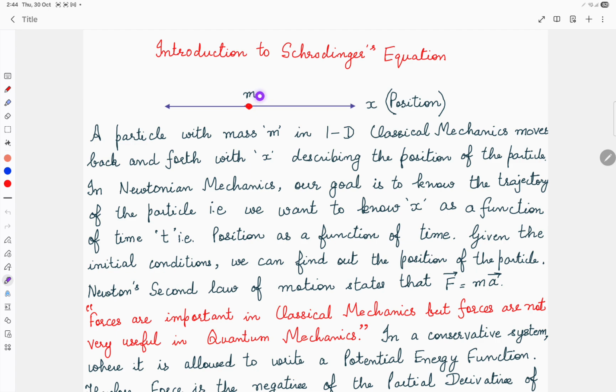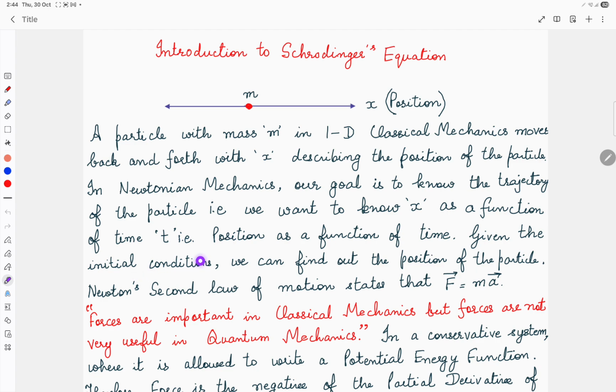Now let us consider a particle with mass m in one-dimensional classical mechanics. That means this particle can move back and forth with x describing the position of the particle. Now in Newtonian mechanics, our goal is to know the trajectory of the particle. That is, we want to know x as a function of time. So that is the goal if we are trying to look into this one-dimensional movement using Newtonian mechanics.